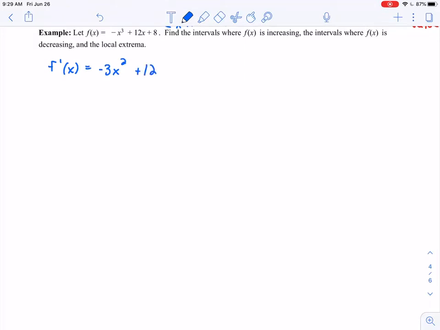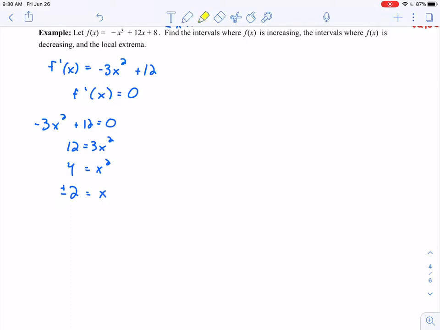And remember, for critical numbers, I want to take my derivative, f prime of x, and set it equal to 0. Here, negative 3x squared plus 12 equals 0. We can solve this pretty quickly. I should get 12 equals 3x squared, so x squared equals 4. Remember, here we're going to end up with x equals plus or minus 2.